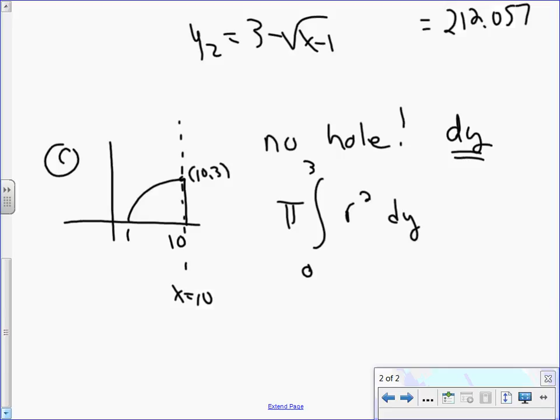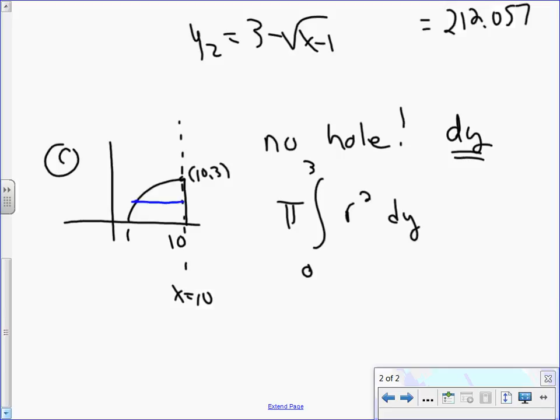Okay, so there's your structure, 1 point. You have to get the pi, you have to get the 0 to 3, you have to get the r squared. 1 point. Okay? We have to figure out r. Draw your little box. From where to where? To the edge.